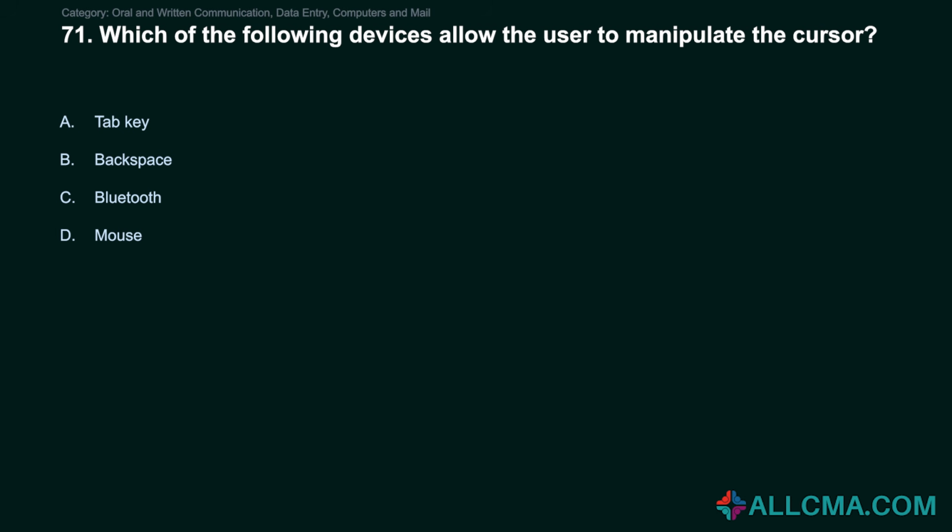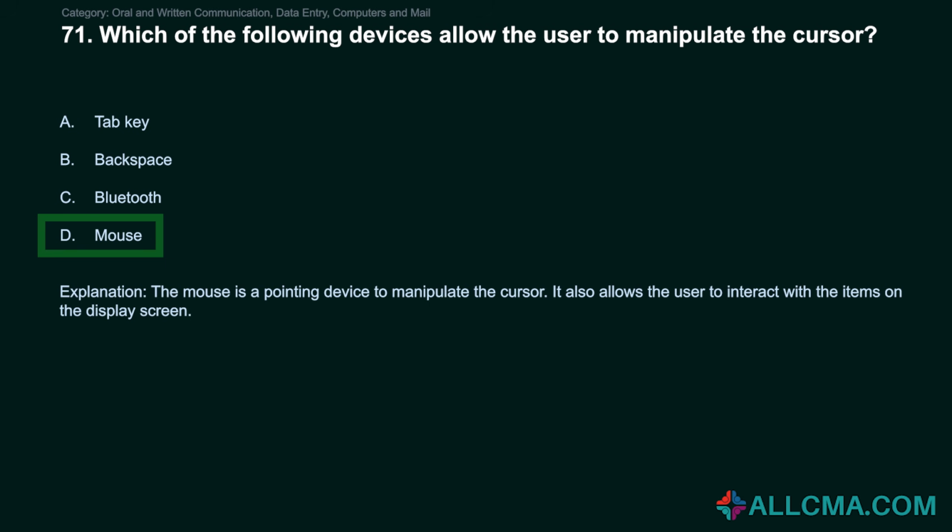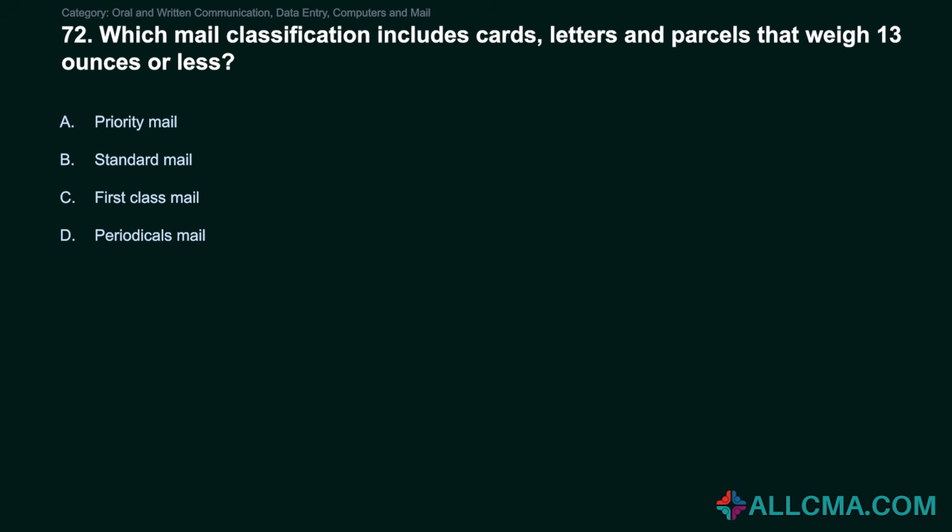71. Which of the following devices allow the user to manipulate the cursor? A. Tab key. B. Backspace. C. Bluetooth. D. Mouse. Correct answer, D. Mouse. The mouse is a pointing device to manipulate the cursor. It also allows the user to interact with the items on the display screen.